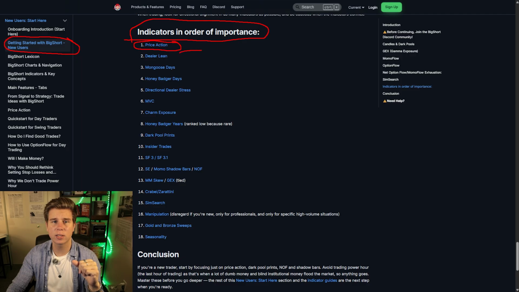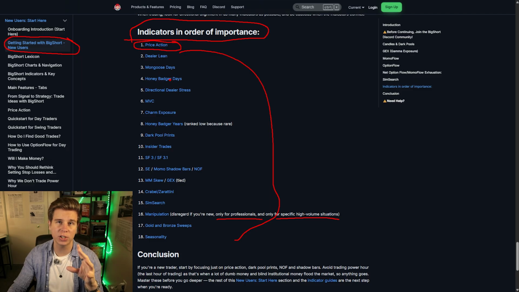You'll also see that there's a lot of indicators here. We're not going to go through all of them because some of them are for professionals and only for specific situations. Some of them are elite only indicators. And keep in mind, this list might actually change when you're watching this. So for the most updated version of this list, go to our help center and you can find that there. Link is going to be in the description as always.